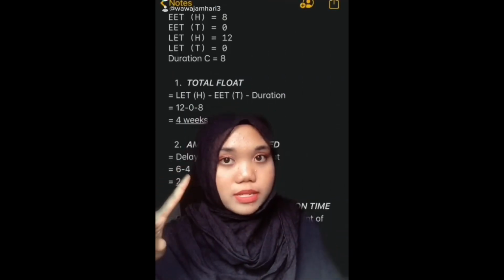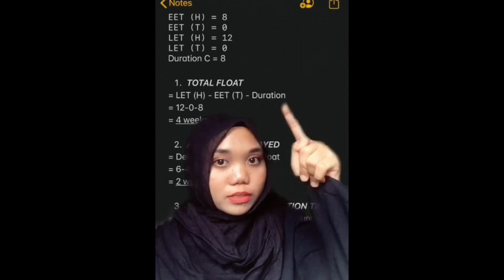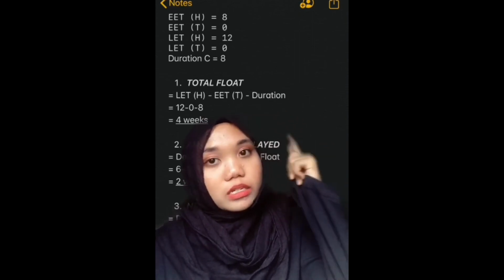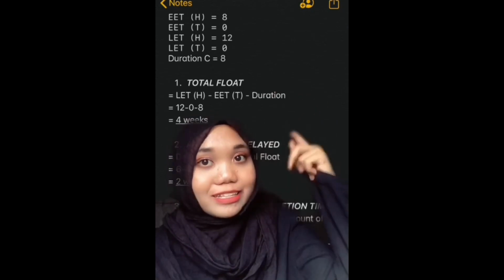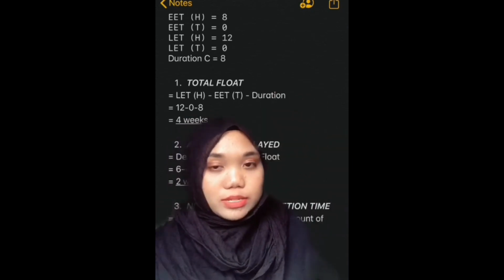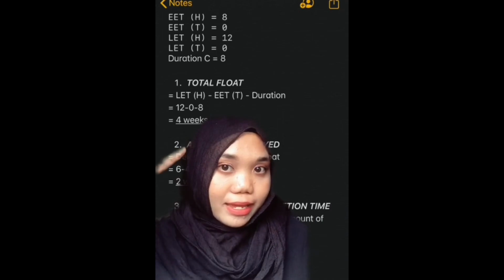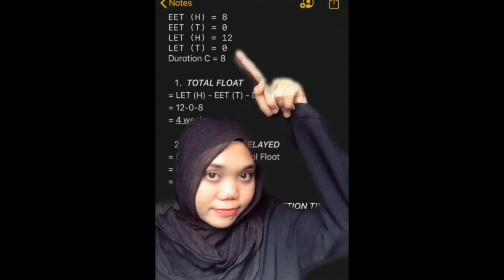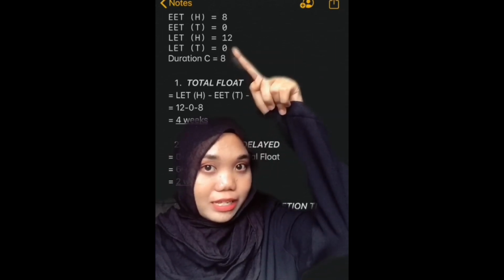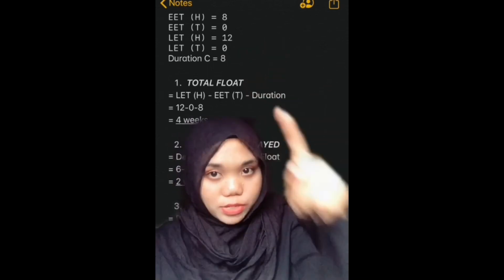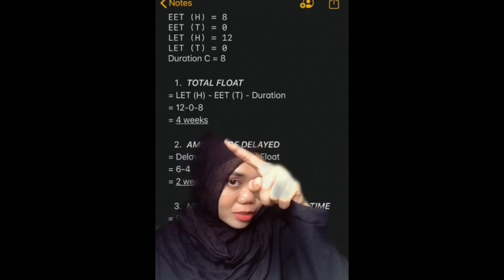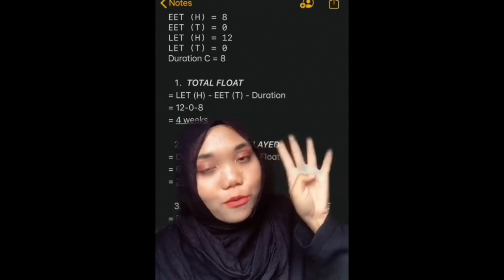Okay. The first step is we need to calculate the total float for activity C. The formula for total float is LET head minus EET tail minus duration. So LET H is 12, EET T is 0, and duration for C is 8. So we can get total float of 4 weeks.